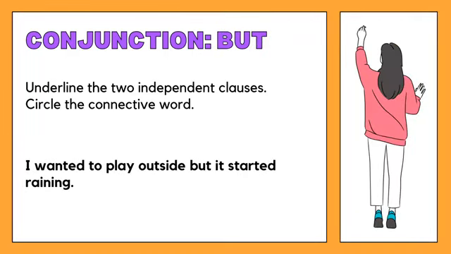Coordinating conjunction but. I wanted to play outside, but it started raining. Those are two different independent clauses. I wanted to play outside is joined together with it started raining. So but is the coordinating conjunction there. It is used to show that one thing is hindering another thing from happening.